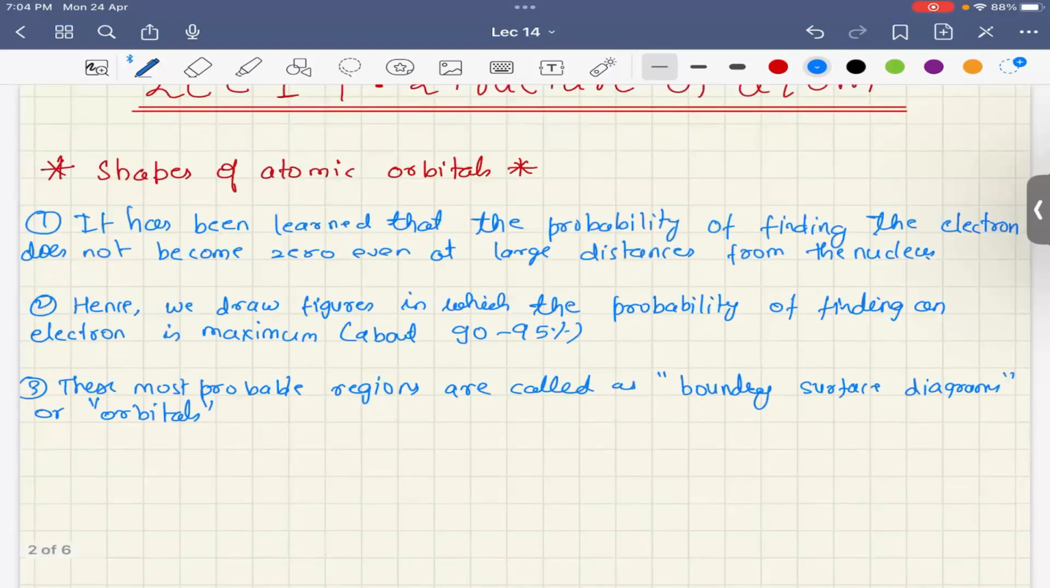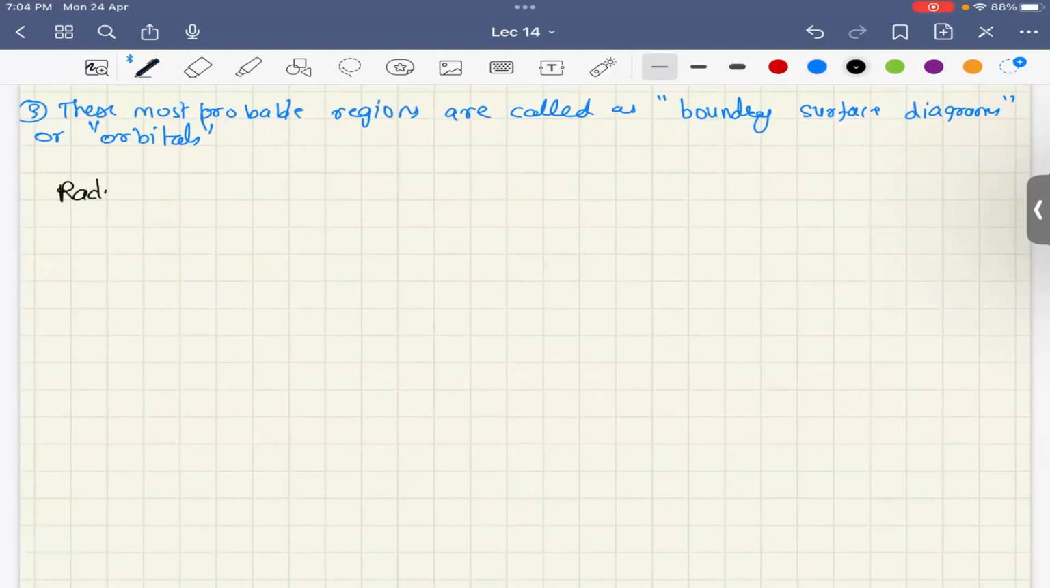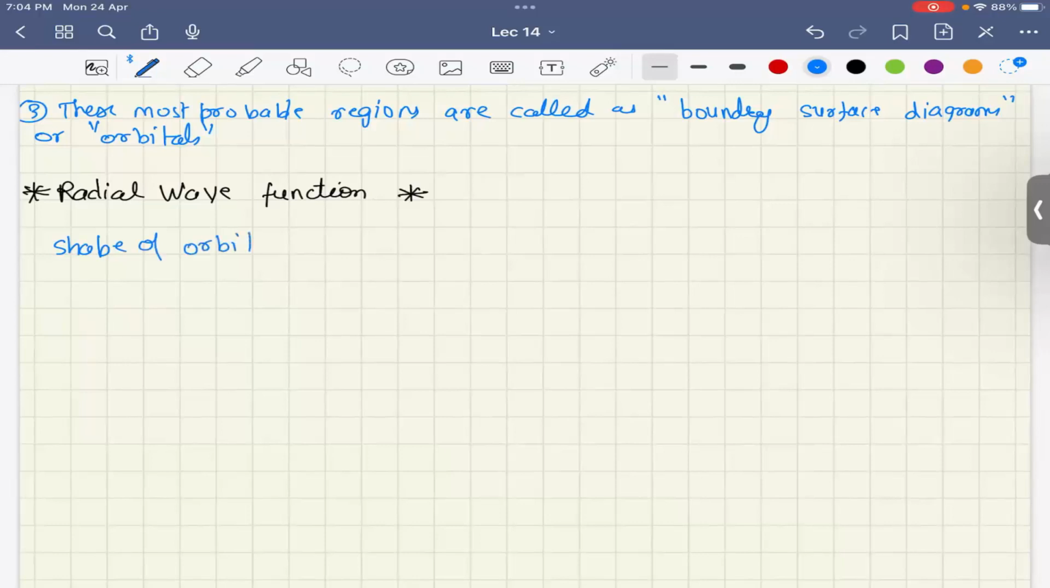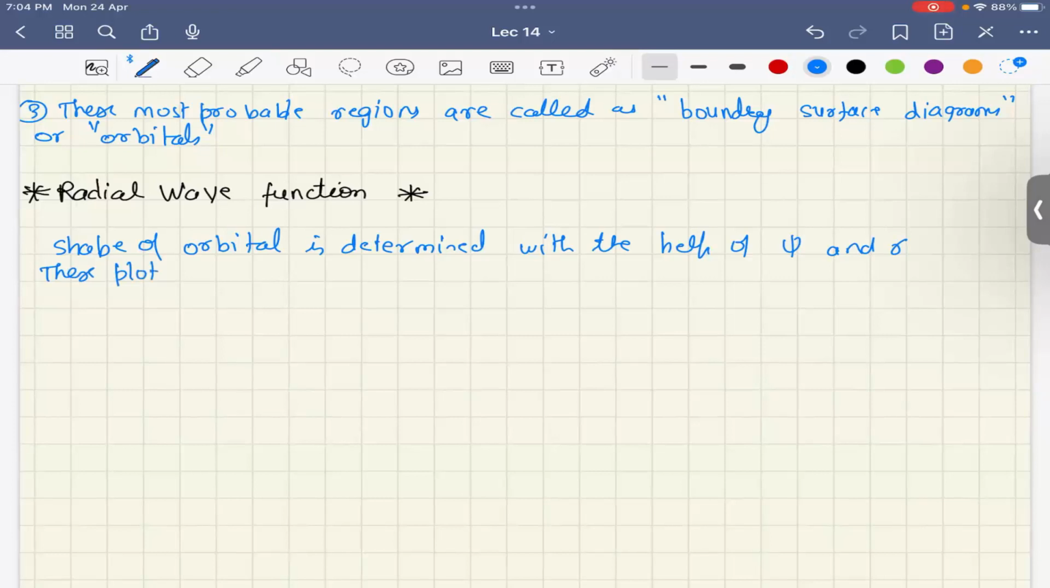Right? So we are going to the first topic, in which we will study the radial wave function. The shape of our orbitals is determined from the variation of the wave function, that is psi, as a function of r. The shape of an orbital is determined with the help of psi and r plots. These are called radial dependence or radial wave functions.